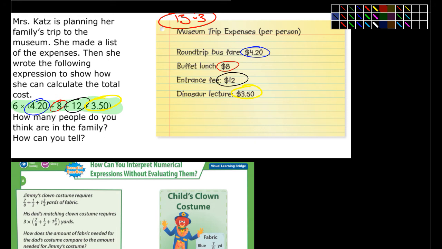So, for example, if the only thing they were paying for was the lunch, it'd be 6 times 8, which would be 48. So the way you would do this problem, of course, is what's in the parentheses first. You would add all those up and then multiply that number by 6. And that's how you could tell how many members are in the family.